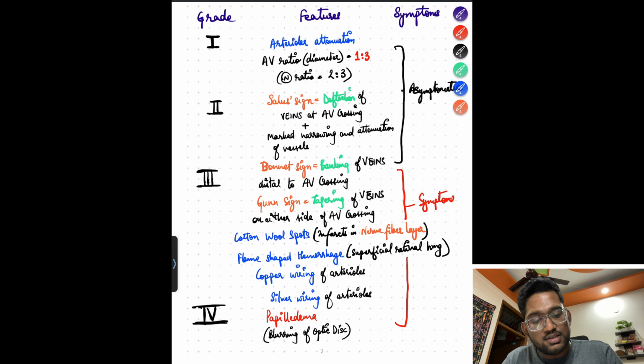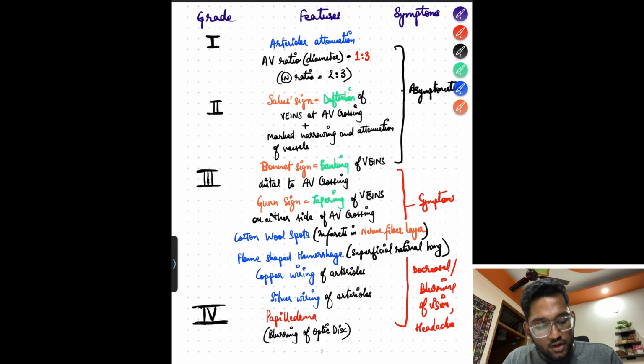Now what will those symptoms be? It could be a decreased or blurring of vision to the patient, and it may also involve headaches. Now if it is grade 4 and there is raised intracranial pressure as well, it will also lead to projectile vomiting. But the basic thing to understand is, yes, the symptoms will be present in grade 3 and grade 4, but not in grade 1 and 2.